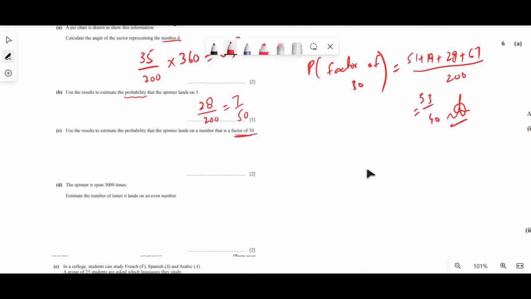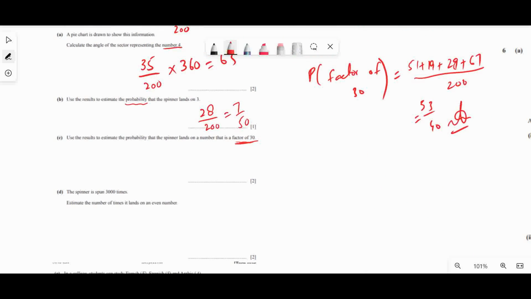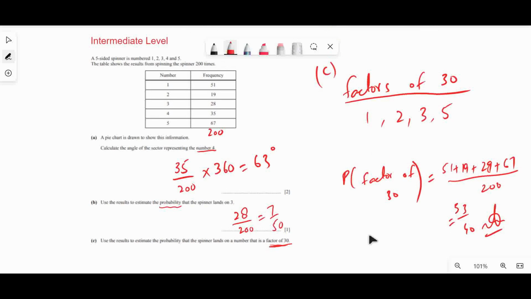Let's move to part D. Now in part D, the spinner is spun 3000 times. Estimate the number of times it lands on even numbers. So what are the even numbers here? We can see that 2 is an even number and 4 is an even number. So we have to add these two frequencies, 19 and 35.